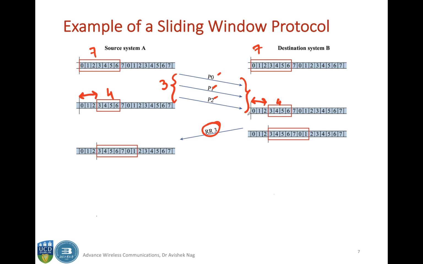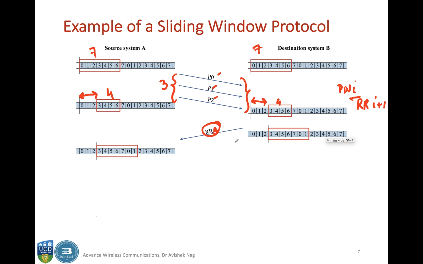So the receiver will send RR3. Since the last one is 2, it will send an acknowledgement which has the next number. If the last PDU received is I, then the receiver sends RR I plus 1. This is the way of telling the transmitter that all the PDUs up to I have been successfully received. P0, P1, P2, all of them are successfully received. So that's why the receiver is sending RR3.